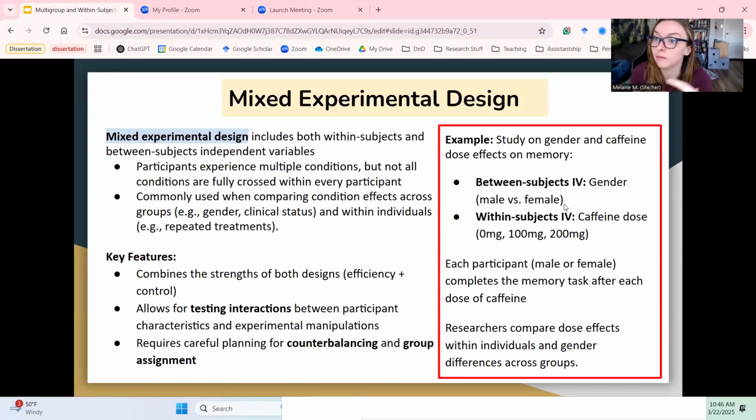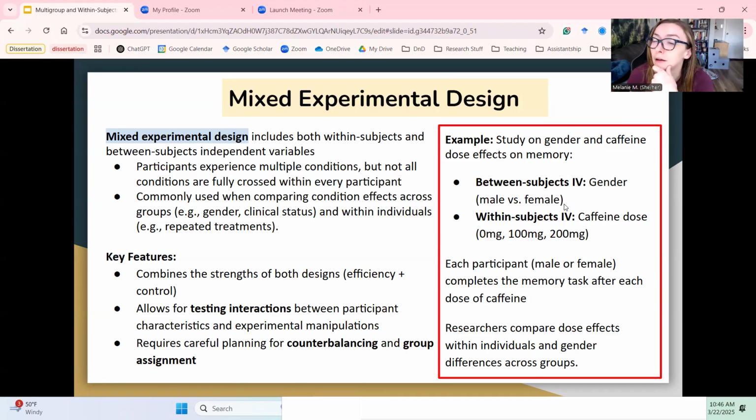Maybe we're looking at men versus women. But within that, we're using the same participants testing at each different level of caffeine. So we're doing a little bit of both. We are both comparing different groups and having some of those participants engage in multiple levels of the independent variable or treatment, because we're looking at both between and within differences.